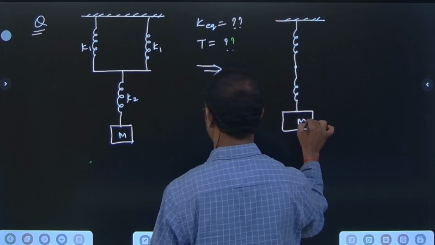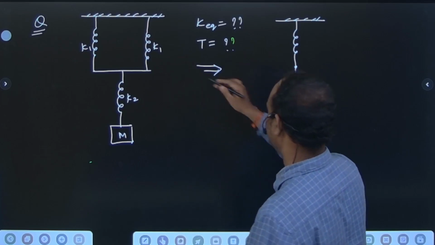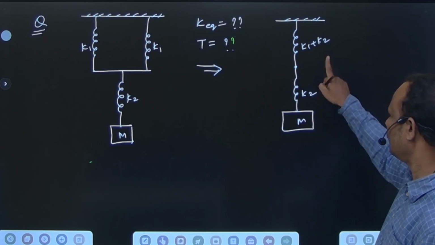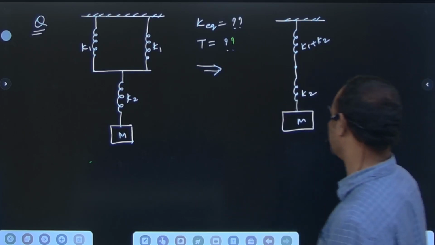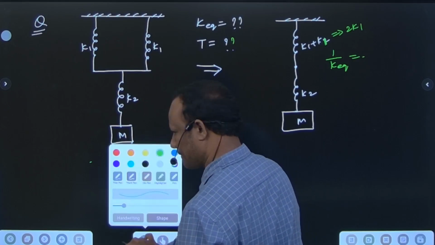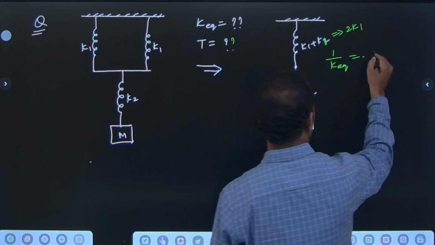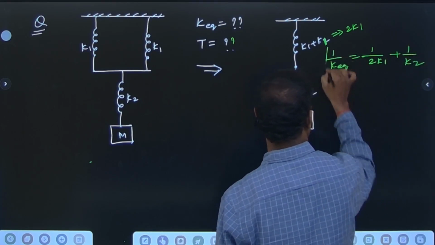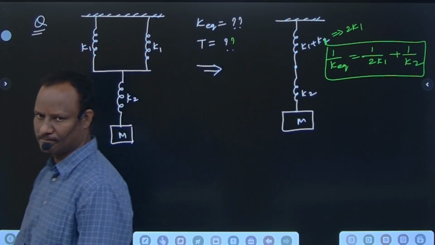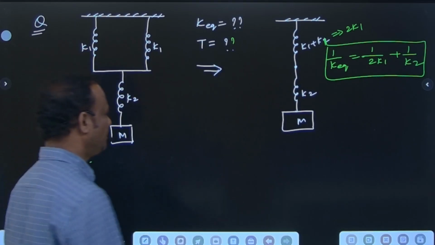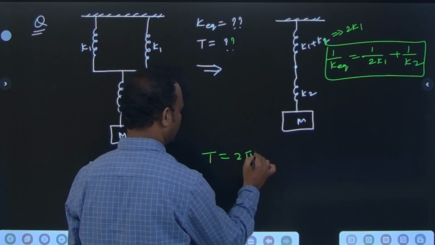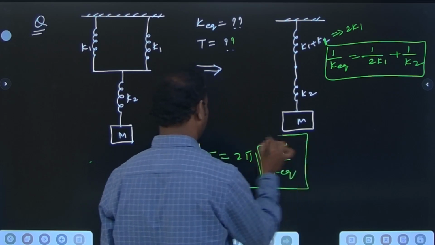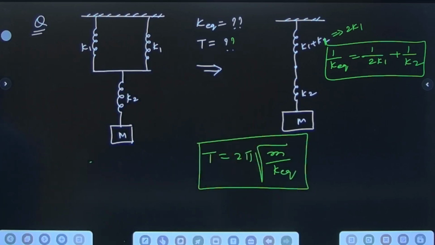Next, the mass is M, with spring constants K1 and K2. Parallel means what is the condition? K1 plus K2. What is the effective spring constant? Sir, the time period is 2 pi under root of M by K equivalent. Whatever equivalent spring constant you get would be substituted in this.